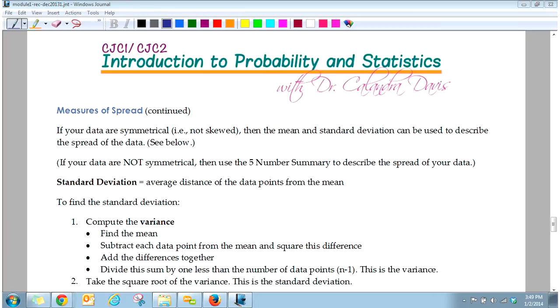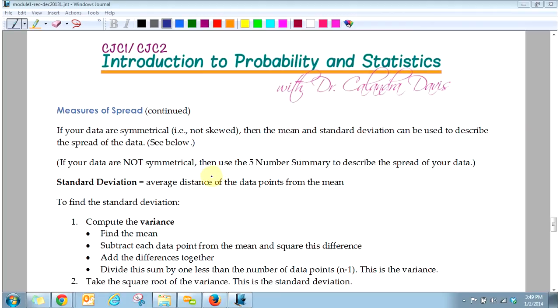We continue our examination of measures of spread by looking at data that are symmetrical. In other words, this data is not skewed. Then the mean and standard deviation can be used to describe the spread of the data. If your data are not symmetrical, then you need to use the 5-number summary that we just discussed.